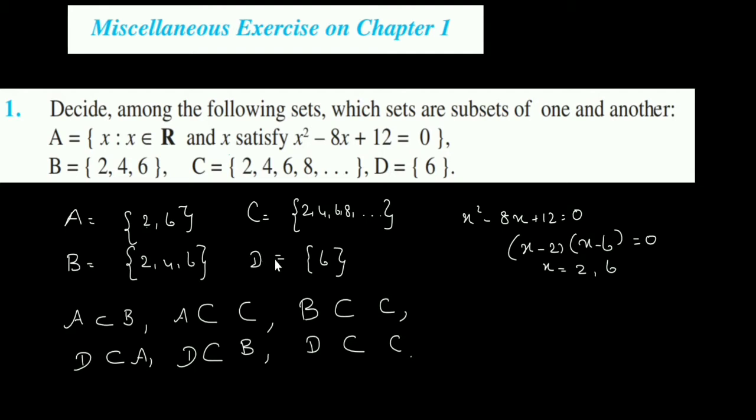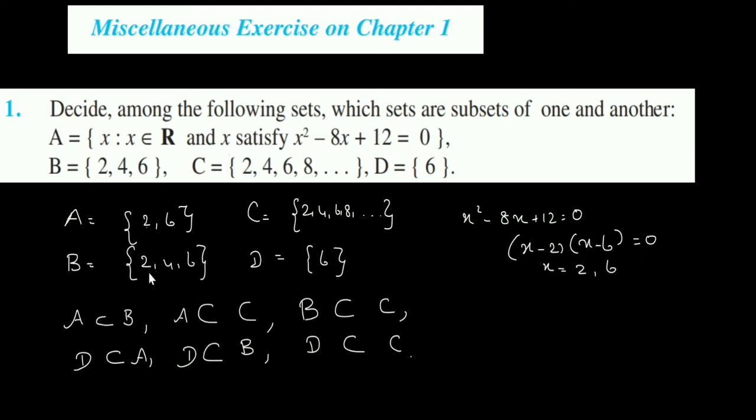Similarly, A and D. Can you say A is a subset of D? No. 2 is not in D. So A is not a subset of D. Is A a subset of C? Yes. 2 and 6 are present in C. So A is a subset of C.